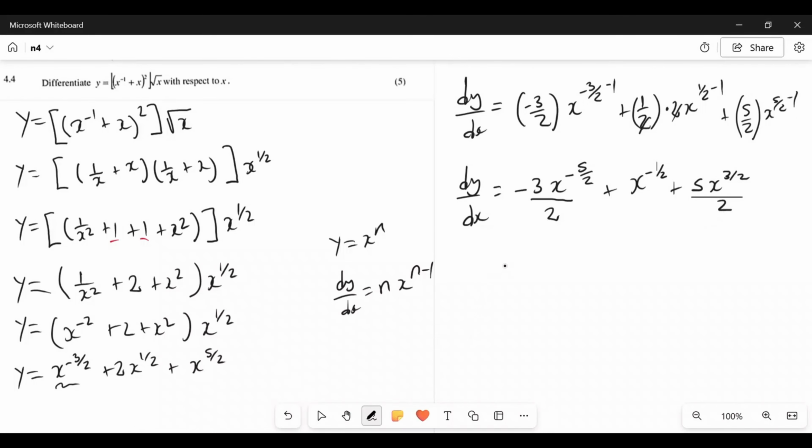Right. So this is our answer, but never leave your answer with negative exponents. So let's change our exponents to positive.